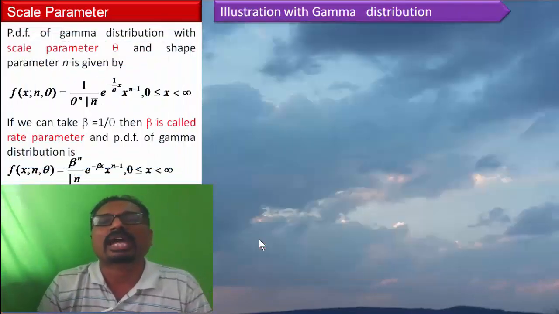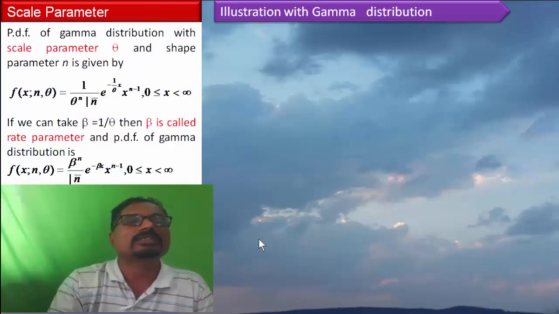Another example of the scale parameter is the gamma distribution. This is the PDF of the gamma distribution with parameter theta. Theta is the scale parameter, and here n is the shape parameter. We can write the PDF of the gamma distribution as 1 upon theta raised to n, in this way. But sometimes we can write it as 1 by theta as a beta.